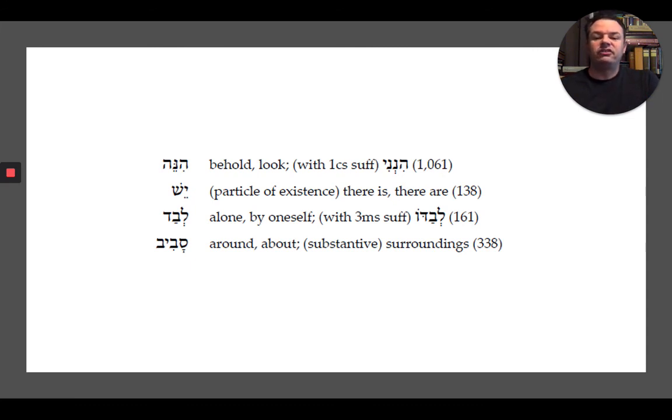Levad is alone or by oneself. And then saviv is the word for surroundings or to be about or around something. So saviv is the surroundings of something. All right. So again, focus on the similarities between those charts. We looked at a lot of charts. We looked at some differences between them, but notice how very similar they are. And as you're reading, be able to match those charts up, and in particular, notice those similarities and be able to translate accordingly.